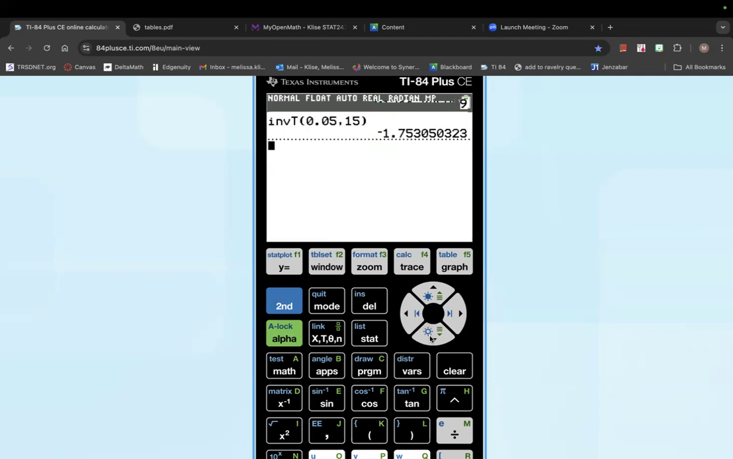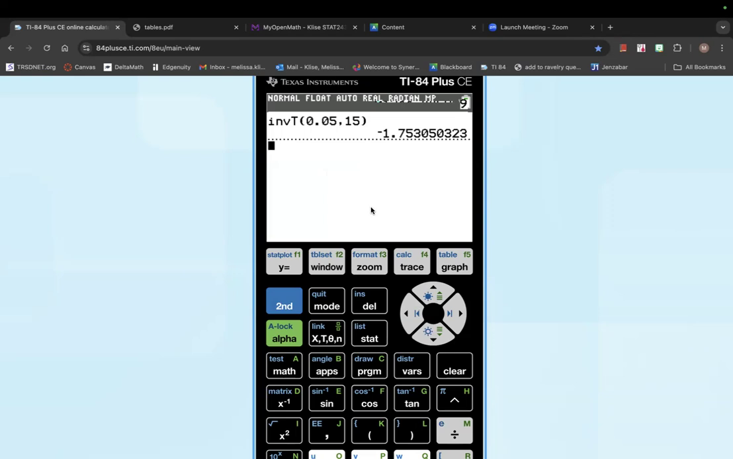hit enter, and it gives me, it says negative, but the inverse t gives you a left tail instead of a right tail. So you just need to make it positive. Unfortunately, inverse t gives you a left tail. You just have to realize that the table we're using gives you the right tail. So you're just going to have to make it positive, or you could put 0.95 if you want.